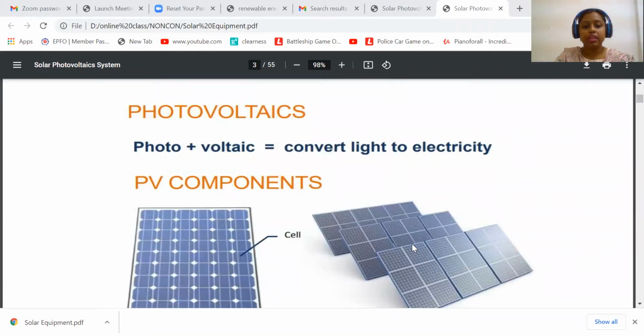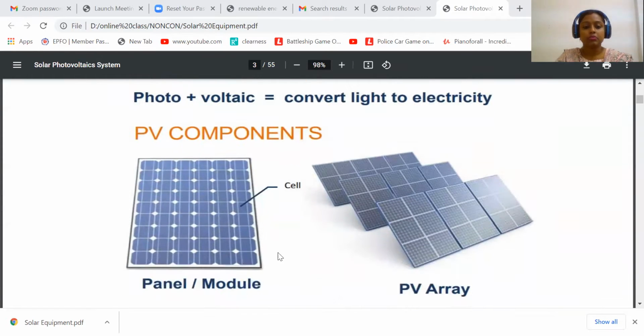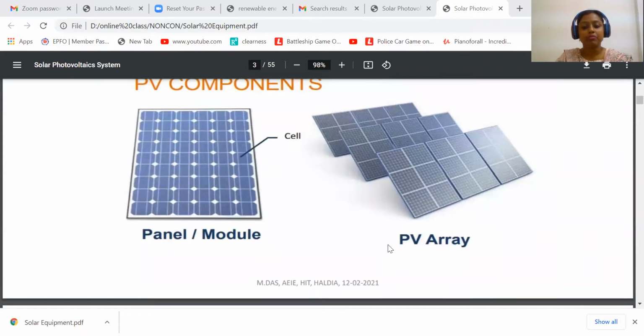In solar photovoltaic, we have solar cells, which are connected in series and in parallel to form solar photovoltaic panels, which convert light energy to electricity. Many such panels are then connected in series and parallel to make a solar PV array.